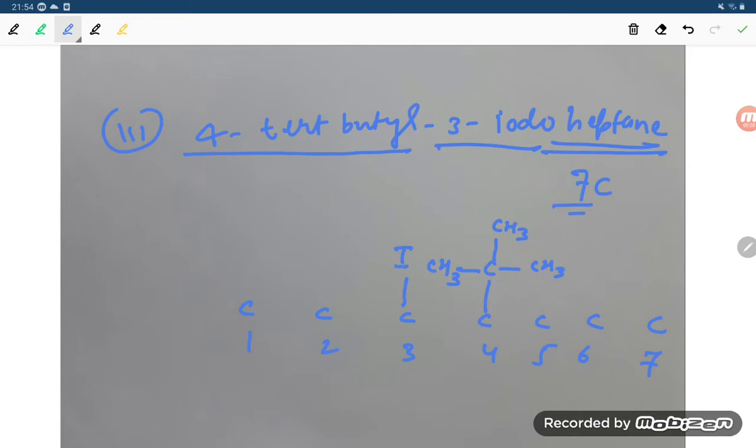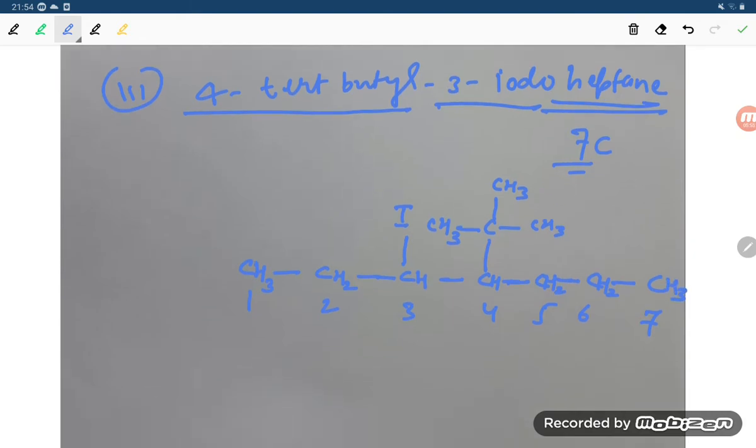Okay, now student, heptane means everywhere the single bond will be there, single bond everywhere. So this is the structure. Now you can manage the valency, 4 bonds of the carbon. So CH3, CH2, CH, here will be 1 2 3. So here is also H, here is CH2, and here is CH2 and this is CH3. So on the fourth position there is a tertiary butyl group, on the third position iodo, and that is heptane.